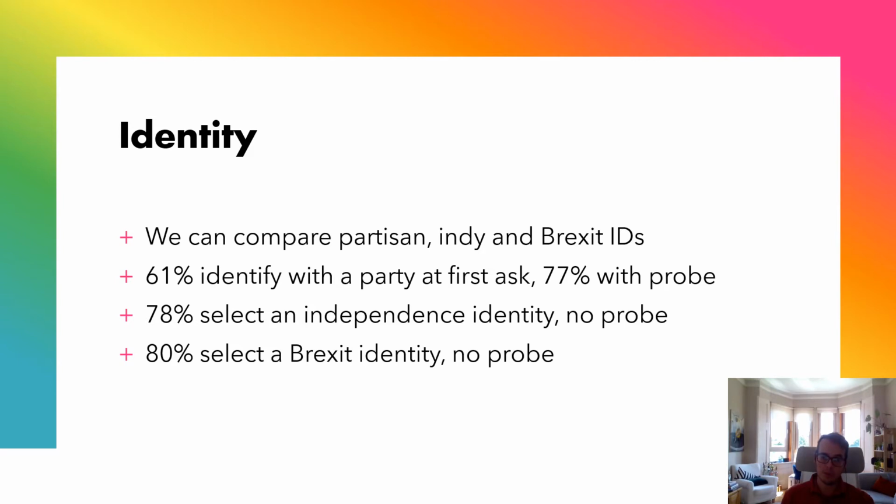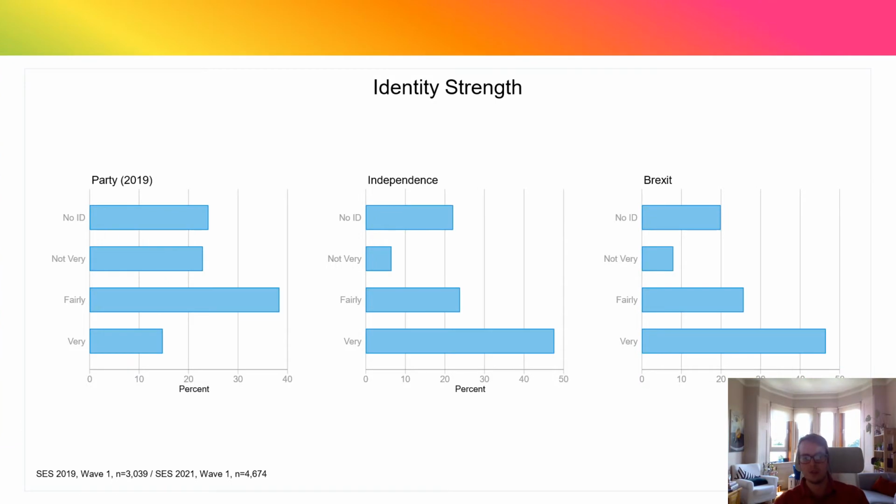There were no probes for the independence identity and Brexit identity questions, so we asked people, do you consider yourself to be on the Leave Remain or Yes No side? And in both cases around 80%, 78 for independence, 80 on the dot for Brexit, selected one of the two identities. So what we can see here is that there's a much higher degree of identification with these labels than with the party labels. So obviously the strength of these identities matters as well.